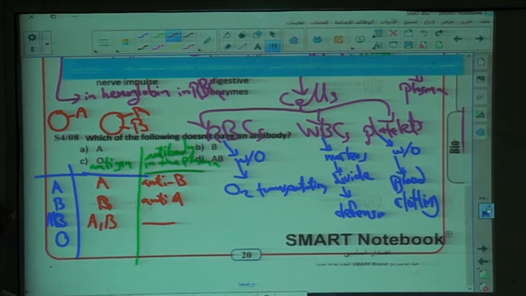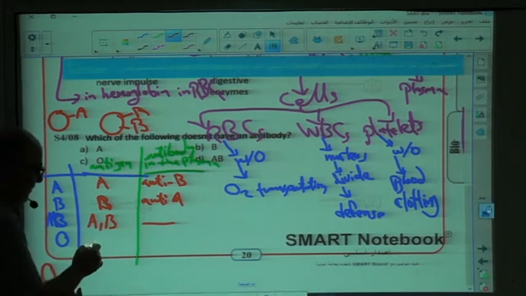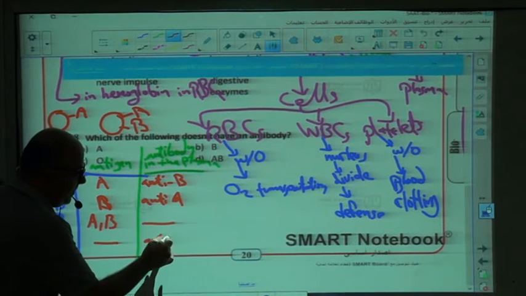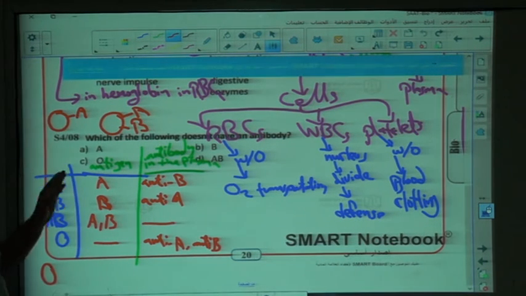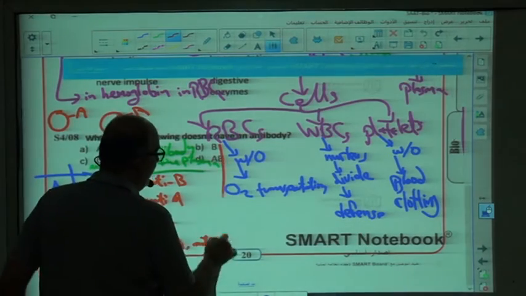Here, the antigen A, if you come and look at a person with this red blood cell, if I ask you how many antigens do you see here on the surface of this red blood cell? How many antigens? Look. How many? Zero. What do we call zero? We say O. That is why we have blood group O without antigens. Here we have anti-A and anti-B.